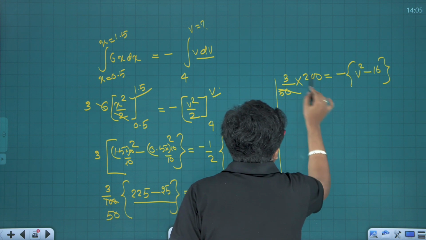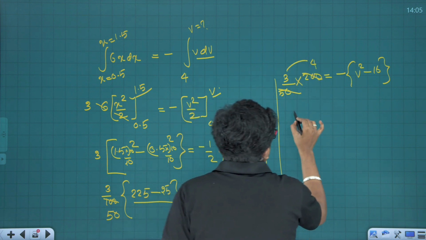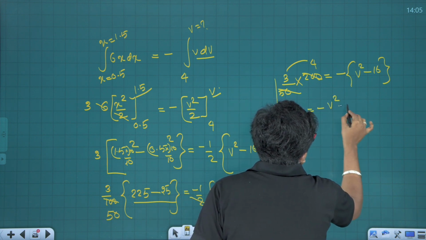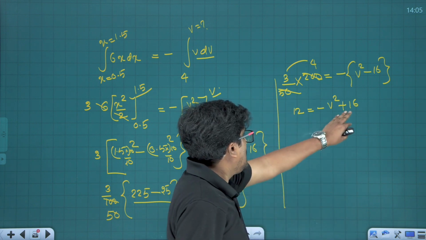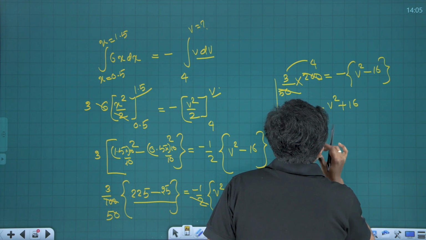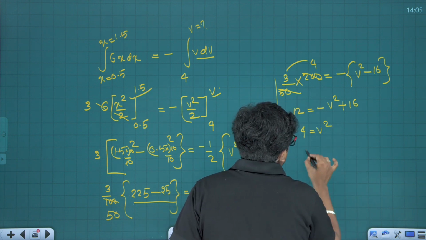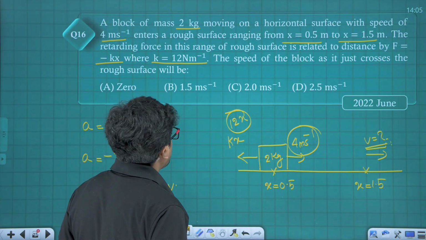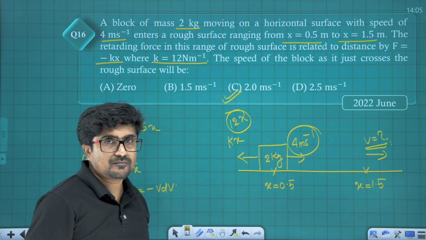So of course here this is going to be what? 4. 4 3s are 12. Now here this is 12 equal to minus of v square. Here this goes in, that's going to be 16. So of course this will come to the left. So this is now going to be 4 equal to v square, and v is equal to what? 2 meter per second, which means option C must be the correct answer in this case.